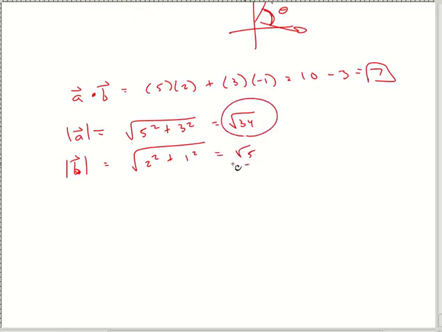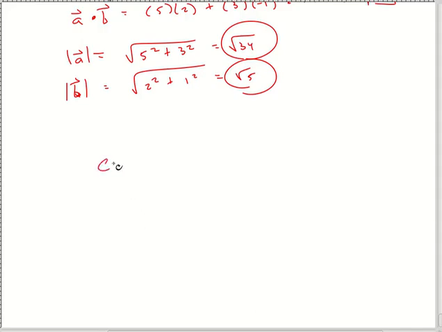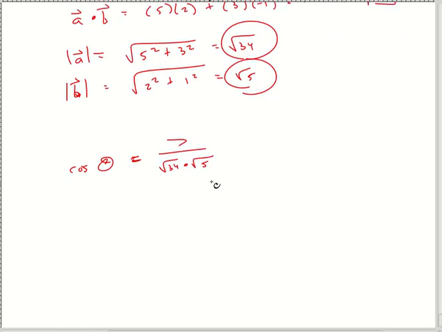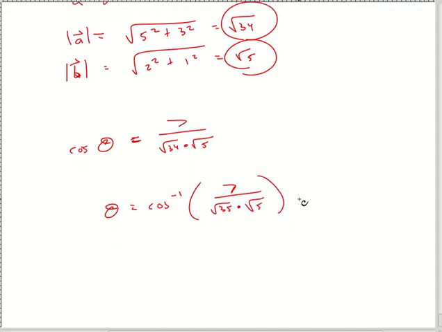Notice that I don't need to simplify. It's not a big deal. So cosine theta is equal to my dot product, 7, over my two magnitudes, square root 34 and square root 5. We're almost done. Your theta is then the arc cosine of all this. Make sure you're in degree mode because they want degrees for this answer.